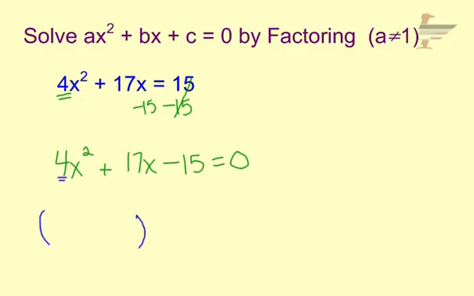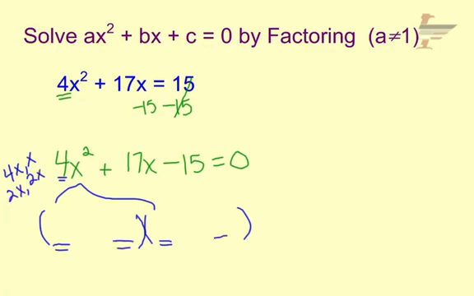So I'm going to go straight to my two parentheses. We know that our first two spots have to multiply to give us 4x squared. I could try a 4x and an x, or I could try a 2x and a 2x. I also know that my second spot has to multiply to give me that negative 15. So I suppose I could try 5 and 3 or 15 and 1.